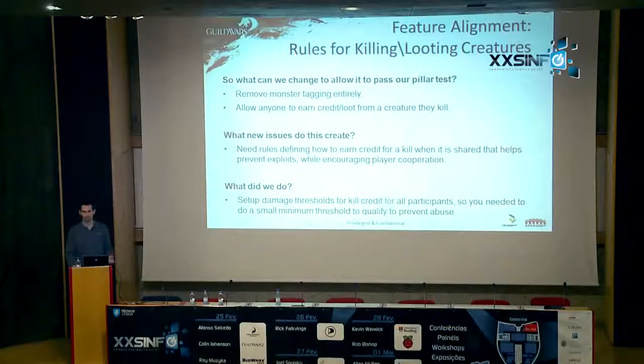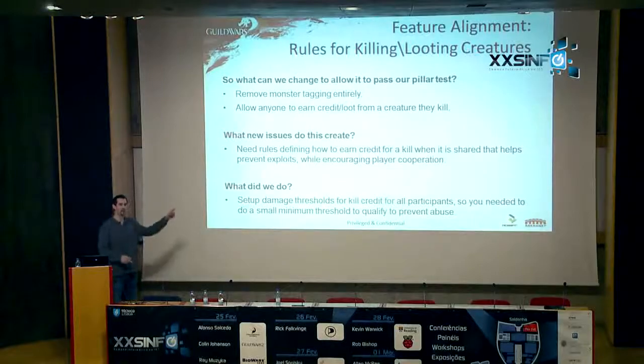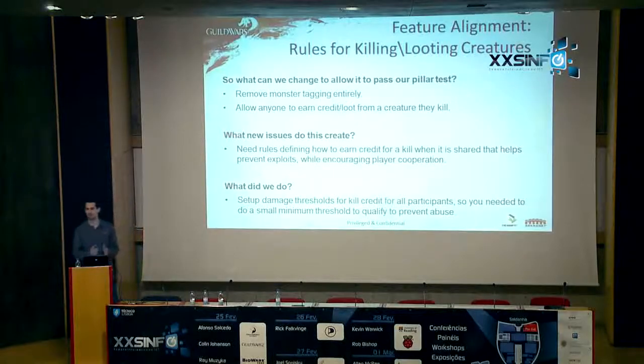Well, first, it didn't seem like it would be that big of a deal. And second, we needed to look at what rules do we need to create to govern this if we did it. So you need to make rules about earning credit for kills so that people don't all run up, shoot one attack at a creature, and then go running off because they got credit for the creature and that's it. So what we did is we set up damage thresholds for creatures. So you had to do a minimum amount of damage to qualify for the loot and rewards for that creature.